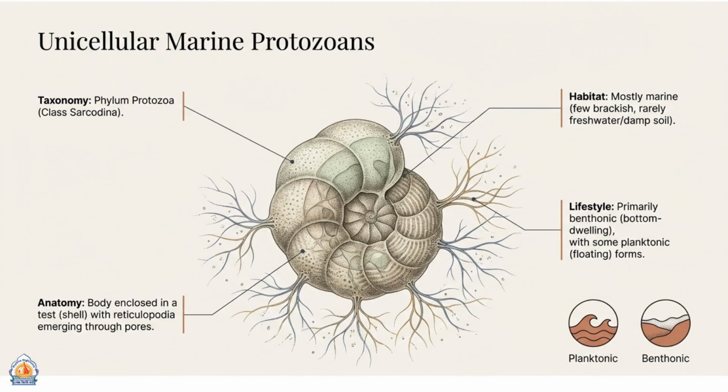They possess fine thread-like structures called reticulopodia, which extend through small openings in the shells called foramina. This structure helps in movement, feeding, and capturing food particles.